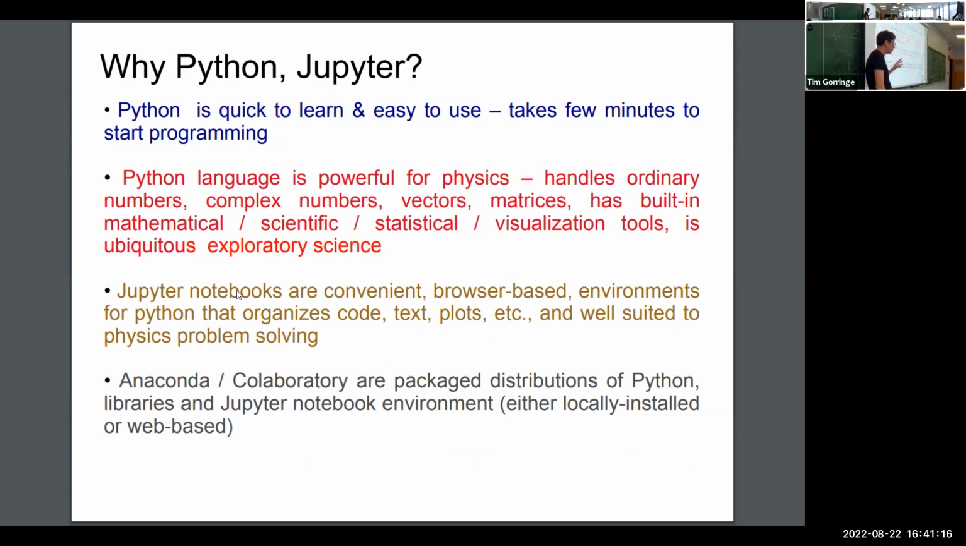So the main reason that we're going to use Python and Jupyter Notebooks is they're rather easy to work with. They're rather easy to learn. And so they divorce us from having to spend a lot of time learning how to use some computational language or some tools, so that we can really focus on the physics problem solving and on the computational methods and tools that we'll be using.